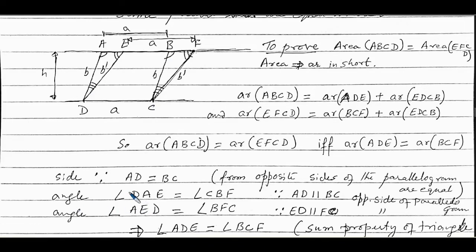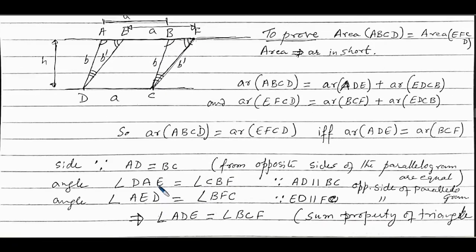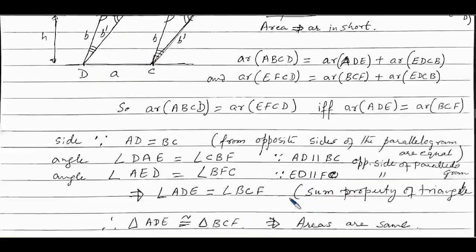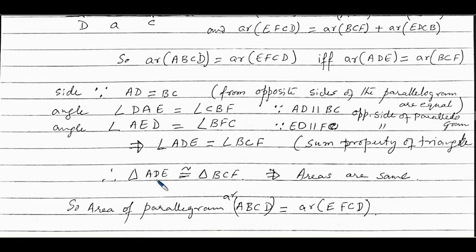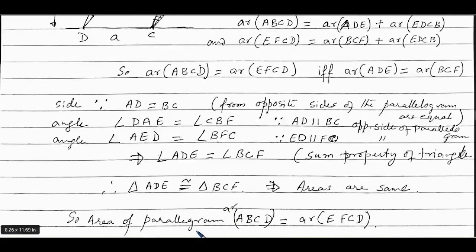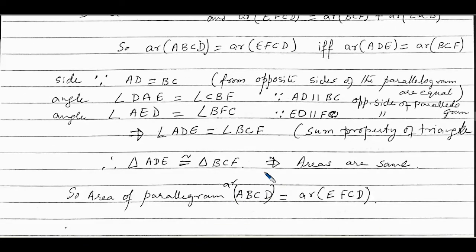And angle DAE, which I have said is equal to CBF, and angle AED is equal to this angle. So angle ADE also will be equal, by the angle sum property of a triangle. Therefore triangle ADE is congruent, and the areas are the same. So the areas of the parallelograms are the same. Okay, this is what I have written. Just freeze it and see what I have said.